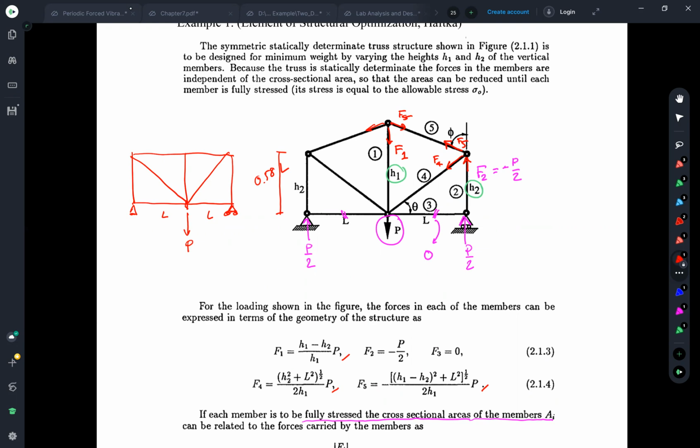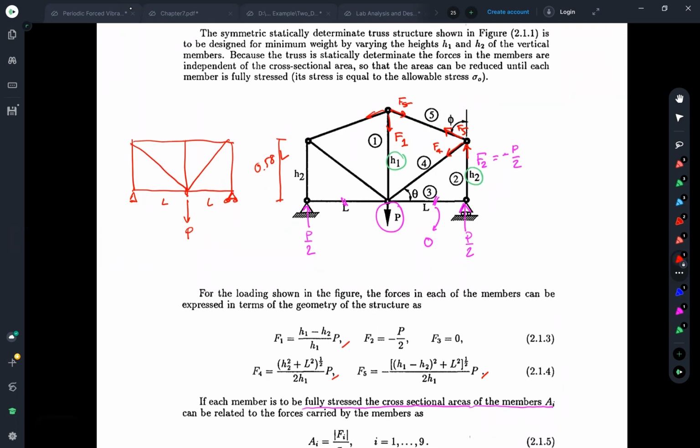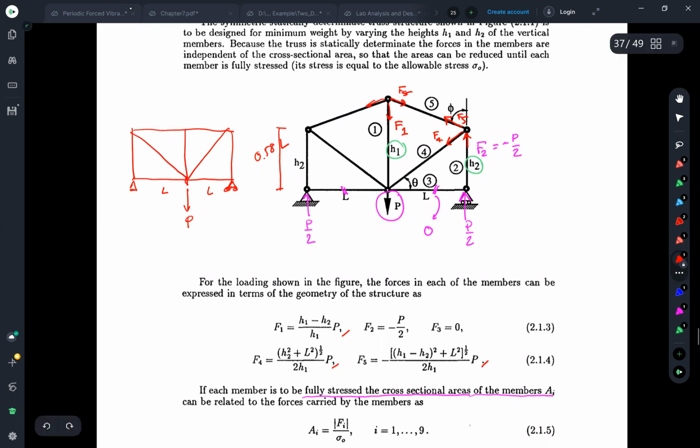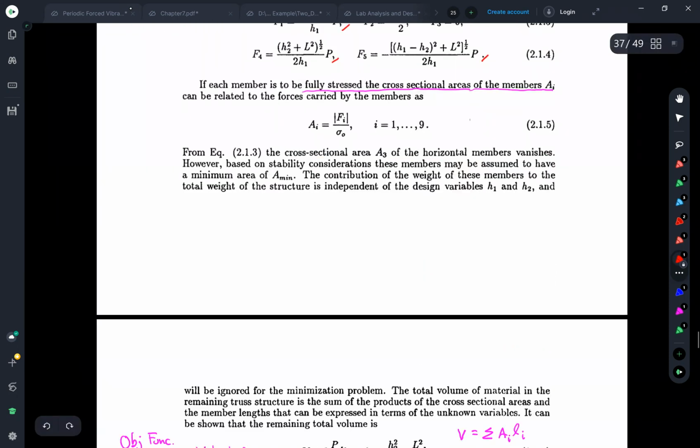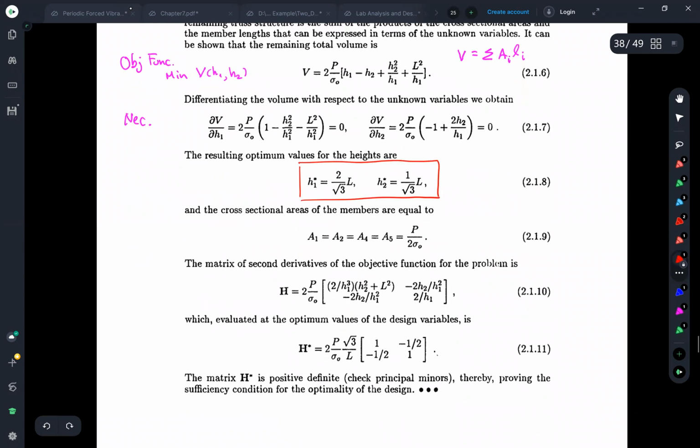And at the midspan, you have 2 times the height, so it's about 1.16 L in terms of length. So this is actually the solution, but we have to go further to confirm that this solution is the best one.